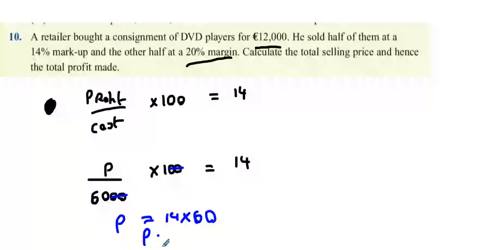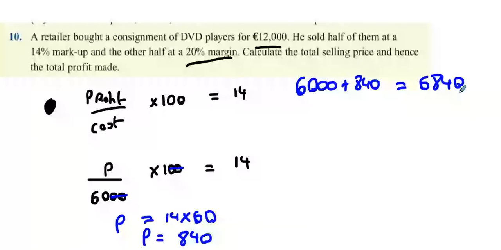So P equals 840. So the first half you made a profit of 840 on it. So you would have sold them for 6,000 plus your profit for the selling price. So you sold half of them for 6,840.